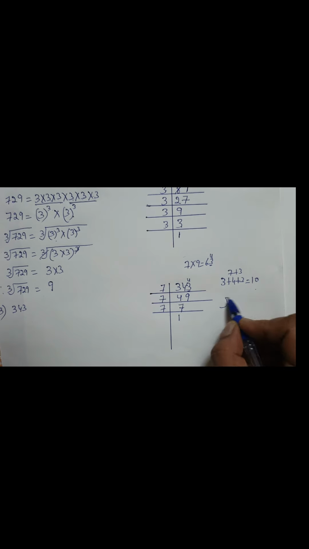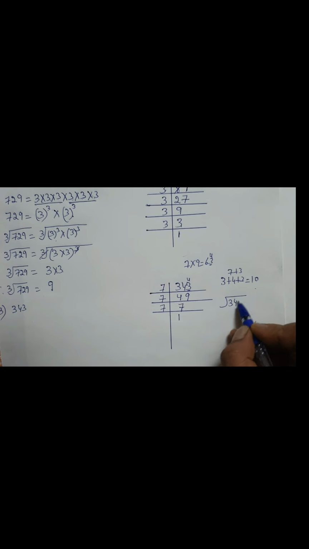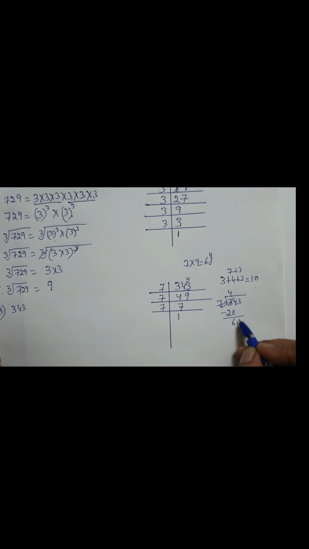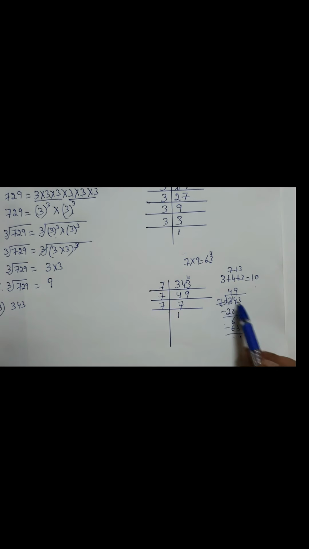Okay, children, you can even do the division and check this. 343 by 7. 7 fours are 28, 6 remains and this 3 comes down. 7 nines are 63. You can do this also and find out.